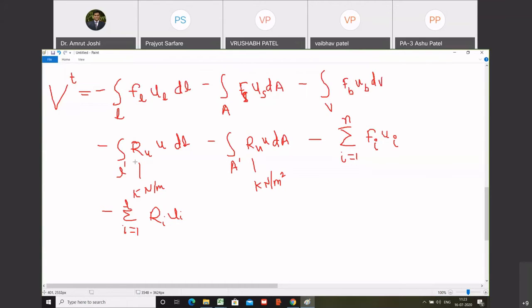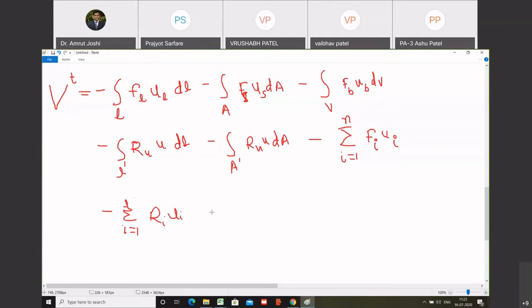Okay. So now let me clear this part. You have to understand, wherever I am writing down the expressions for reactions, displacements are specified and reactions are unknowns. And wherever I am writing down the expression for loads, loads are specified and displacements are unknown. Are you with me? Yes, sir.